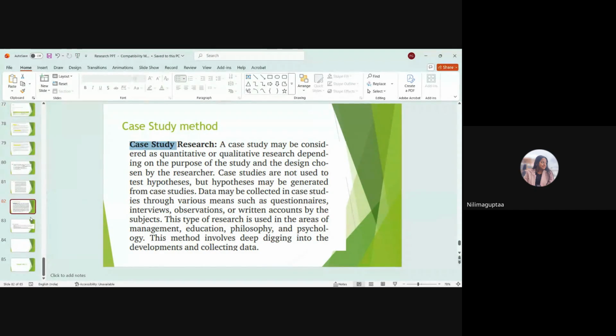When we study somebody's whole life history in detail, examining all the factors of their life, that is called clinical research. So data may be collected in a case study through various means such as questionnaires, interviews, observations, or written record accounts by the subject. This type of research is used in the areas of management, education, philosophy, psychology. It involves deep digging into developments and collecting data. So we go deep down, but going even deeper is called clinical research.